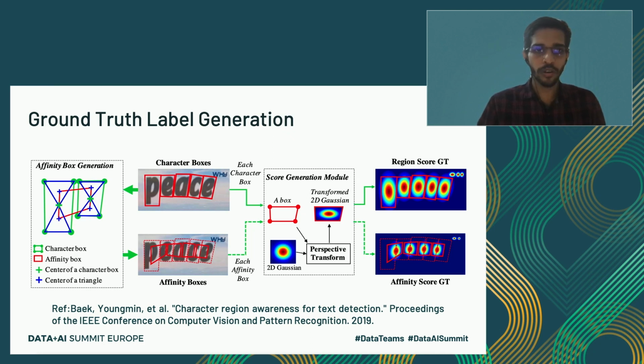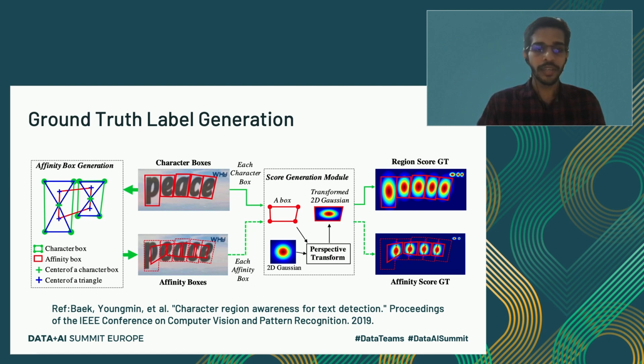Take the two boxes from two consecutive characters, that is P and E, then join the diagonals. Basically this part, after joining the diagonals for both of these characters P and E, we get these triangles. Then find the centroids of these triangles and connect all these centroids. That is nothing but an affinity box.